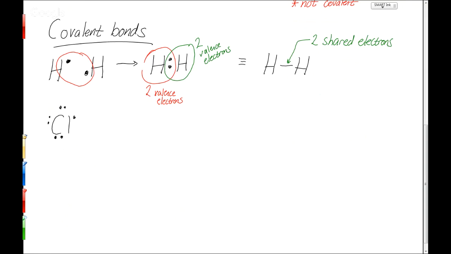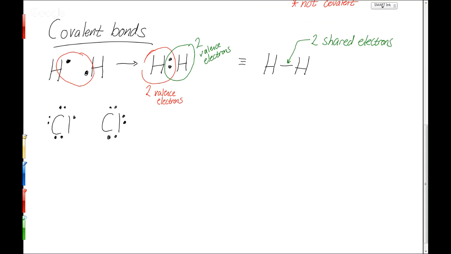So chlorine's in a similar position to hydrogen, in that it's 1 electron away from a full octet, full 8 electrons in its valence shell. So it can gain an electron and become a chloride ion. We've already talked about that. Or it can share an electron with another atom and become a molecule. And one atom it could do that with is itself, another chlorine atom.